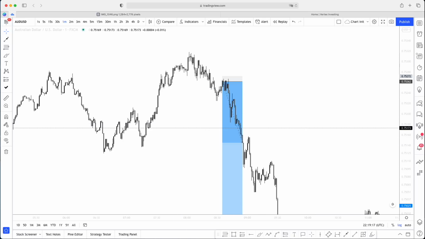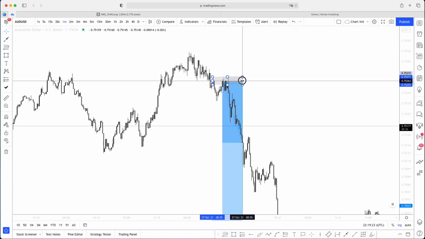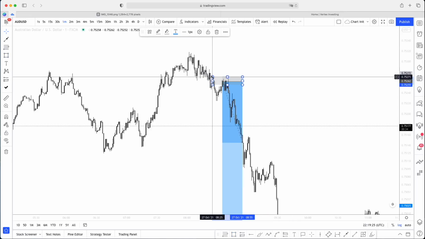Another thing is, my charts are pretty empty. Actually, I don't know whether my boxes are gone. There was a box here. Sorry, there's a box here and there's a box somewhere else. I'll draw them on as we go. But the thing is, I like to keep my charts as clean and as simple as possible.